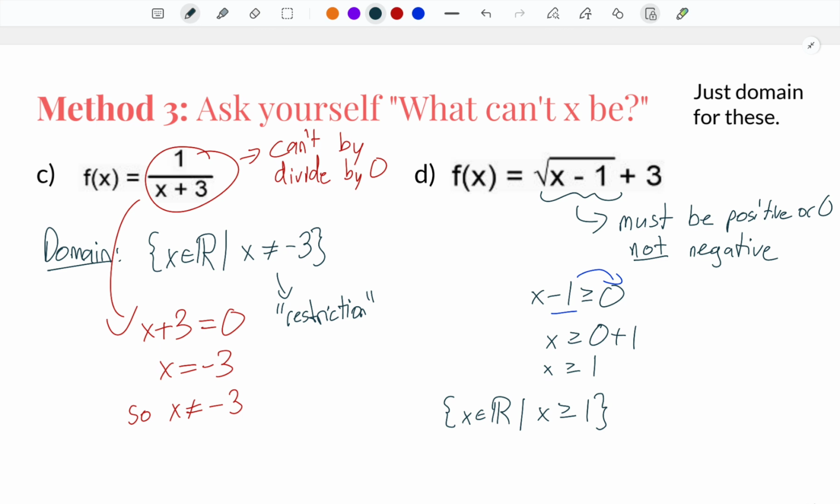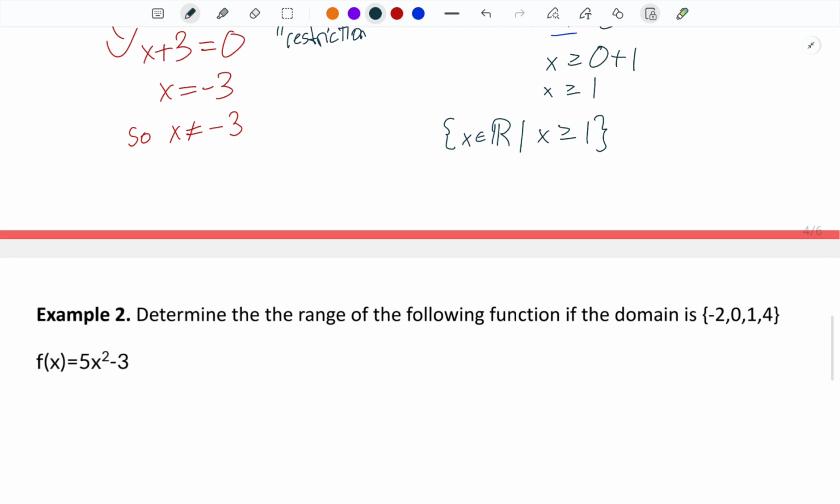So if I were to plug in the number 1, well, 1 minus 1 is 0, so that works. Or if I had to plug in something bigger than 1, let's say 10, well, 10 minus 1 is 9. You can take the square root of 9. It's just 3. All right.